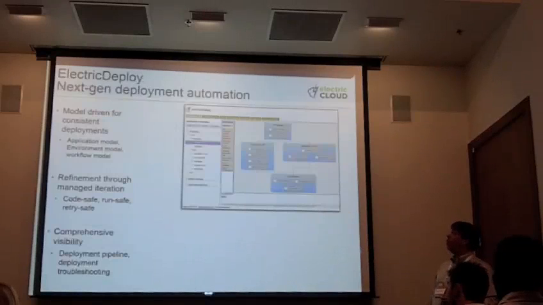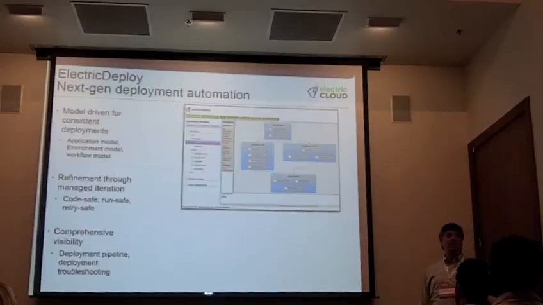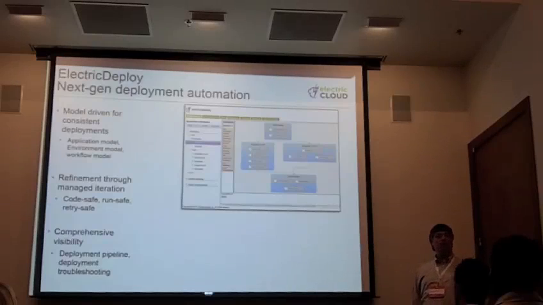Also, we have Electric Deploy, which we're calling next generation deployment. There's a few things that we've done in here that we think are differentiating and unique and interesting. It's model-driven. That's not necessarily so unique or differentiating. But one of the key things that we've done is we've separated out the application model from the environment model. And that gets back to this notion of why do you want to do a completely separate deployment just because you're deploying for a test as opposed to deploying to ops?